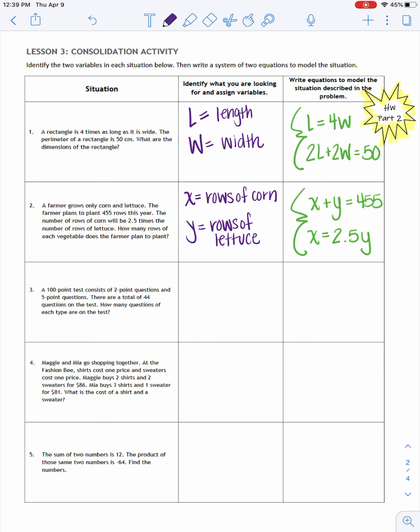Number 3, a 100-point test consists of 2-point questions and 5-point questions. There are a total of 44 questions on the test. How many questions of each type are on the test? So we have 2 variables here. We have the number of 2-point questions and we have the number of 5-point questions.